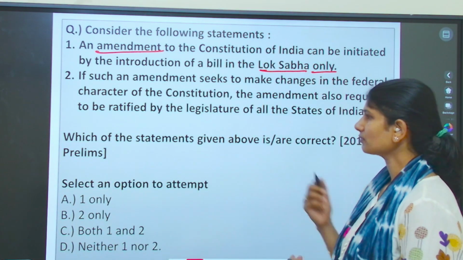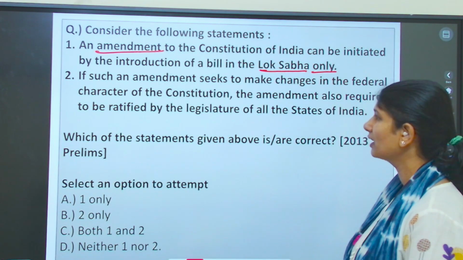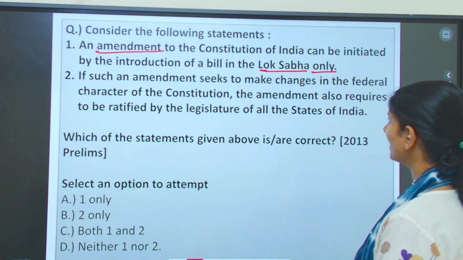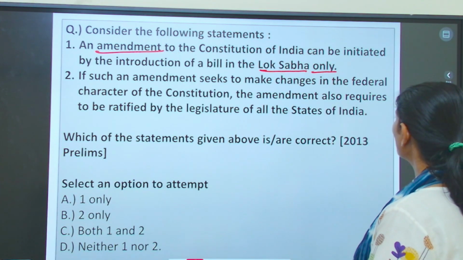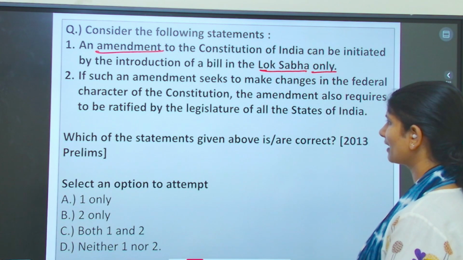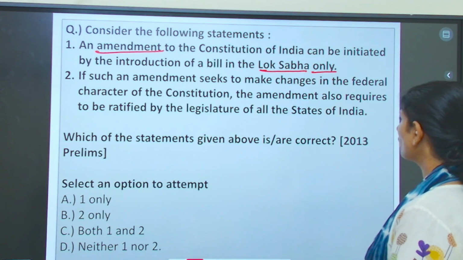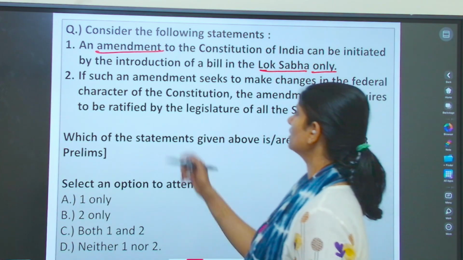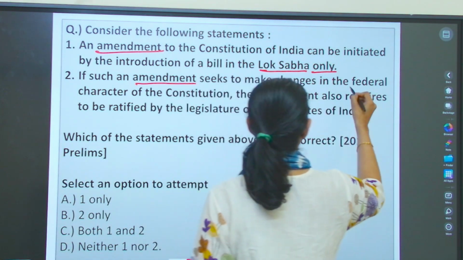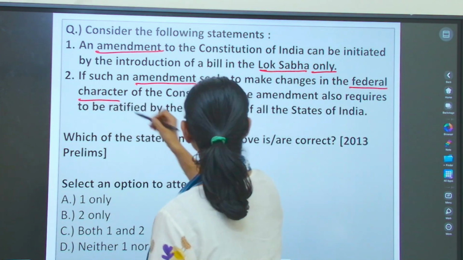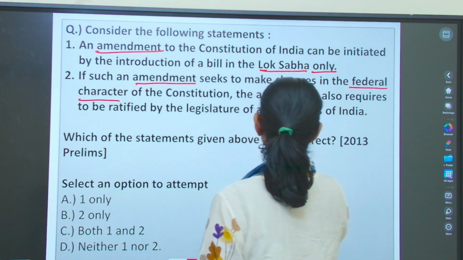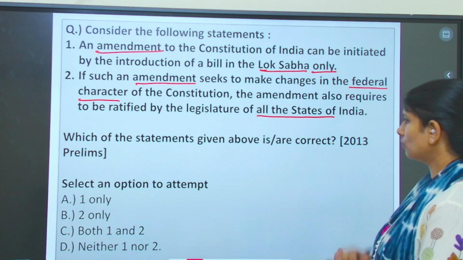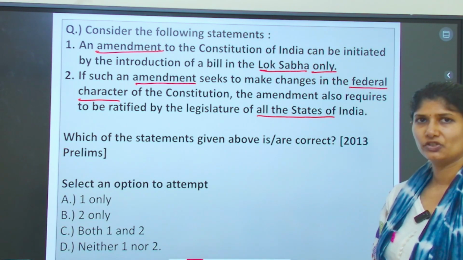Second statement. If such an amendment seeks to make changes in the federal character of the Constitution, amendment also requires to be ratified by the legislature of all states of India. What are the keywords here? Again, same: amendment, federal character, legislature of all states of India. What are they asking? Which of the above statements are correct?